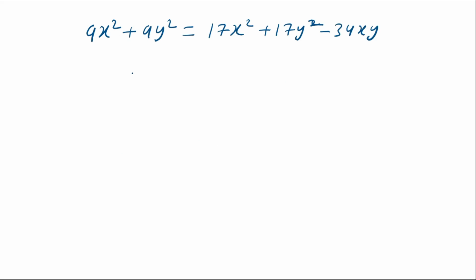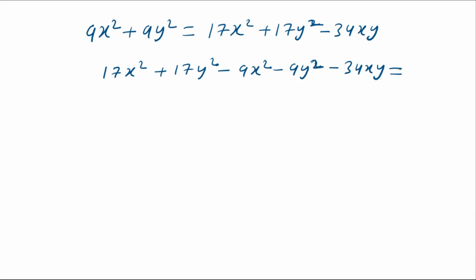Now if we take all the expressions to the same side, then 17x² + 17y² − 9x² − 9y² − 34xy, and this equals 0. 17x² − 9x² is 8x², plus 17y² − 9y² gives 8y², minus 34xy, and this equals 0.